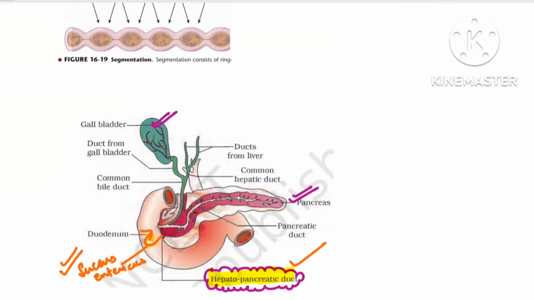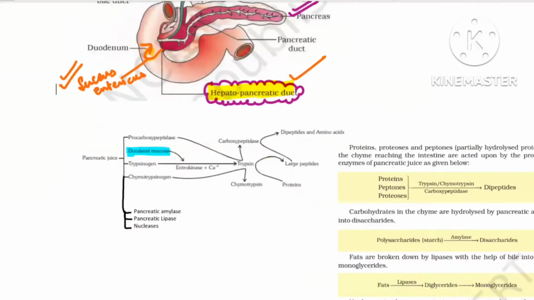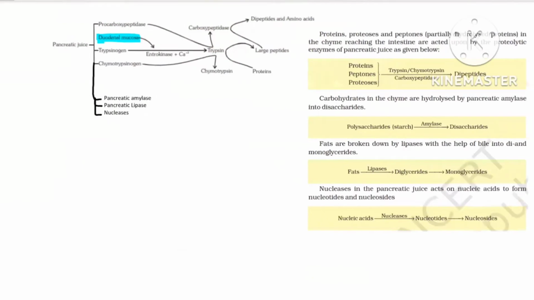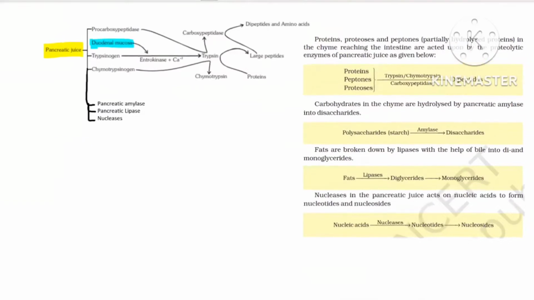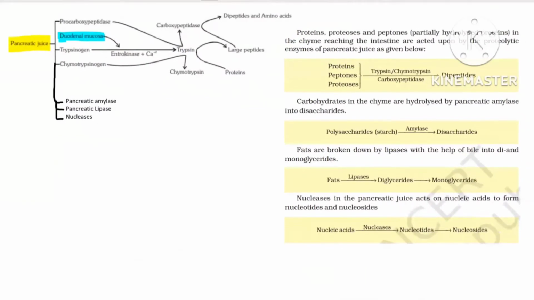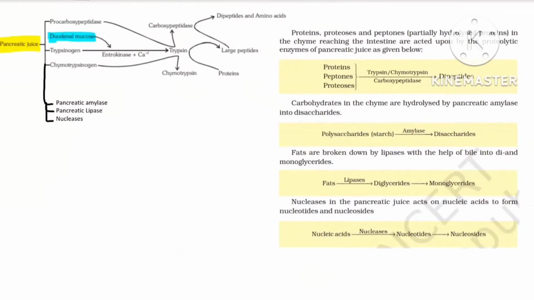Now see, what are the secretions which are present in the pancreatic juice? What are the things present? Now see this diagram carefully. See, pancreas, this is pancreatic juice, and it contains three inactive proteolytic enzymes. One is trypsinogen, second is chymotrypsinogen, and third is procarboxypeptidase. These three are proteolytic enzymes which are made in inactive form, present in the pancreatic juice.